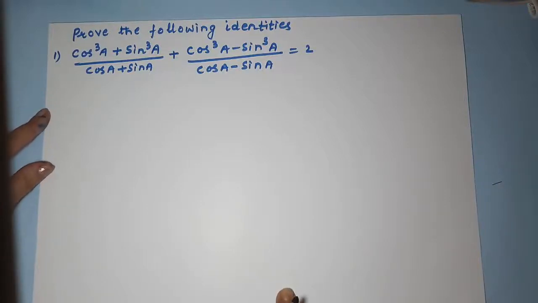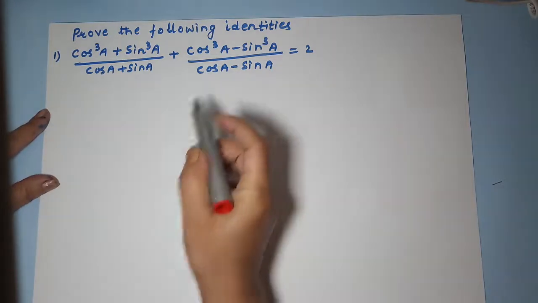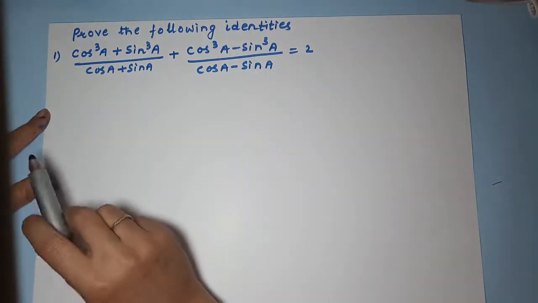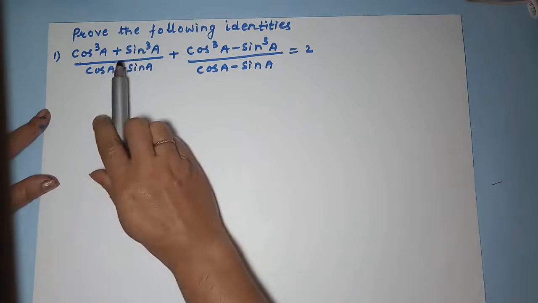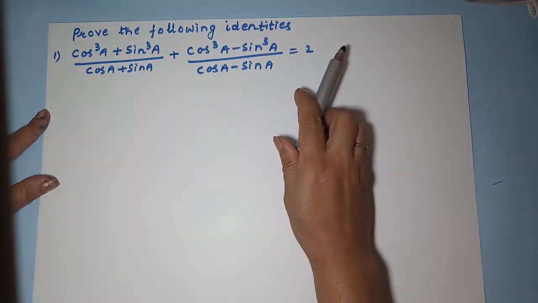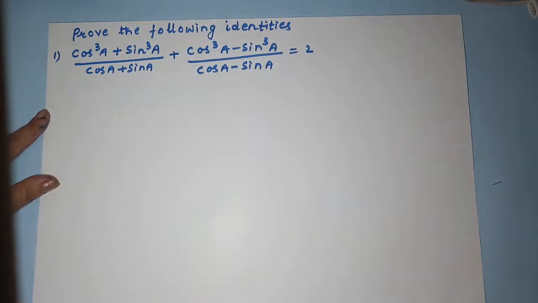In this video, we will prove some complicated identities. One thing you have to keep in mind is that you can never shift the terms from left hand side to right hand side or from right hand side to left hand side. You simply have to take one side, solve that and prove it equal to the other side.